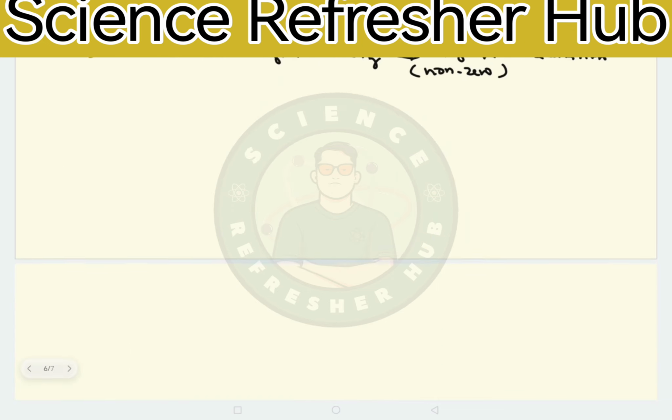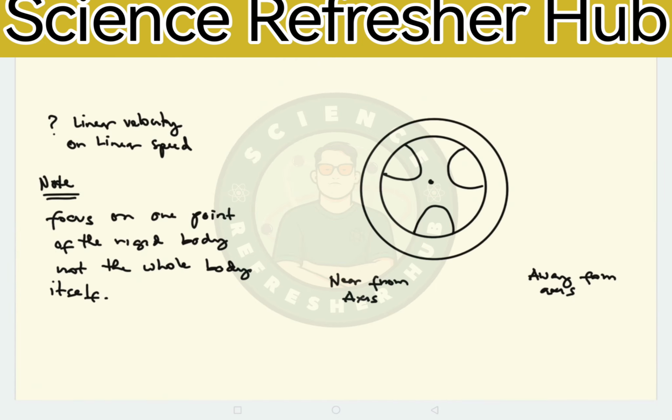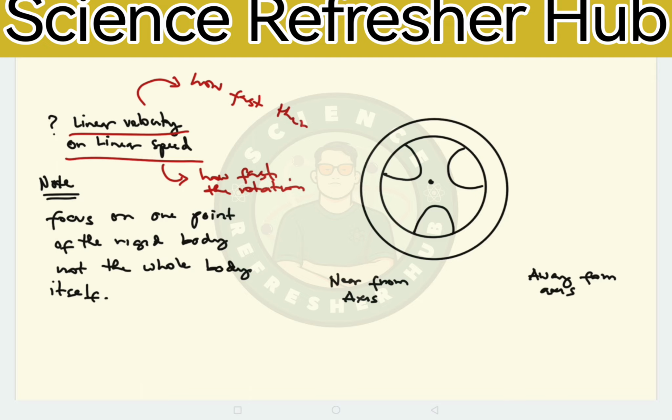Okay, but going back to the question earlier about linear velocity or linear speed, when we say speed, it tells us how fast the rotation is. And when we say linear velocity, it tells us how fast the rotation is, but this time with direction because it's a vector.